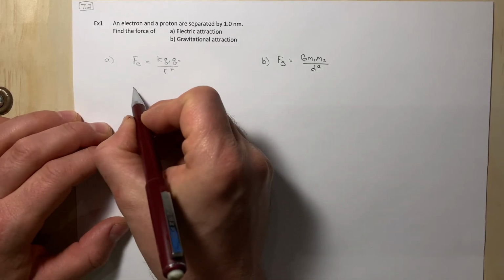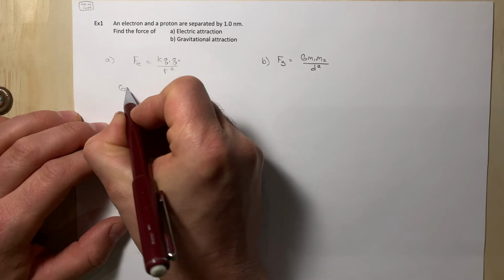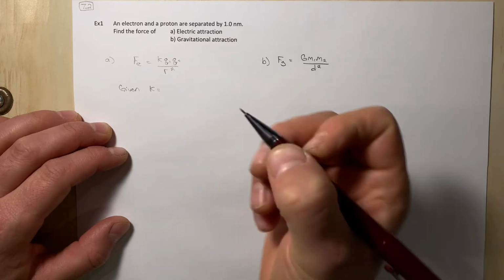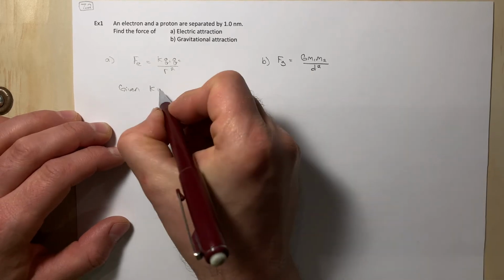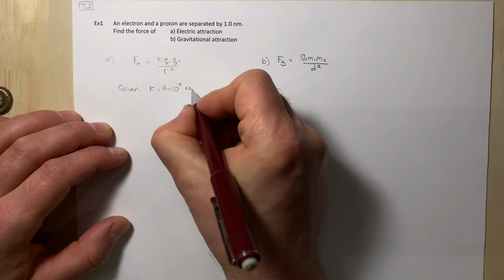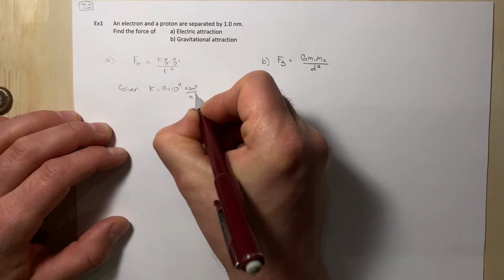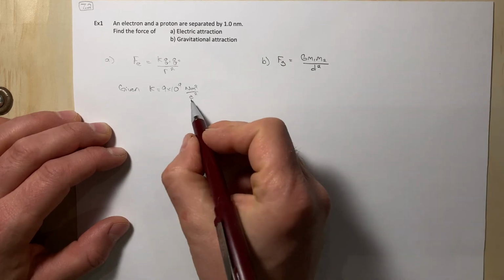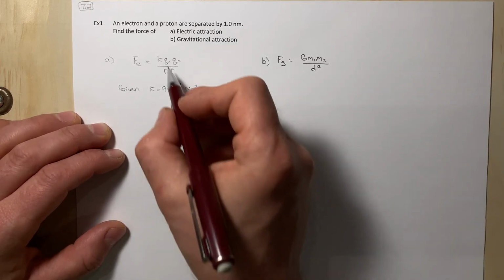A couple of things that we are given before we sub into this. We know what k is. k is Coulomb's constant. It is 9 times 10 to the 9 Newton meters squared per Coulomb squared. That's just a constant. It would be on your equation sheet, and we'll just use that.